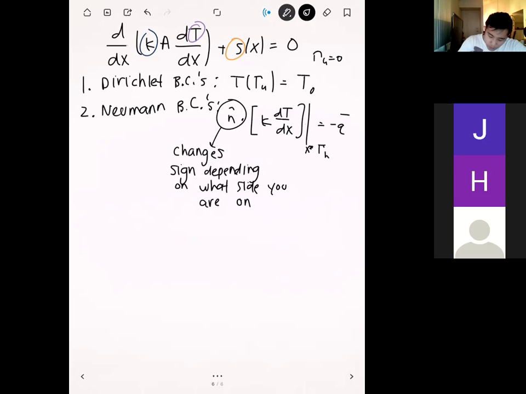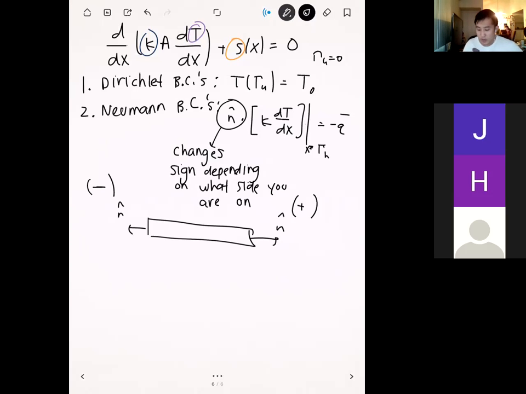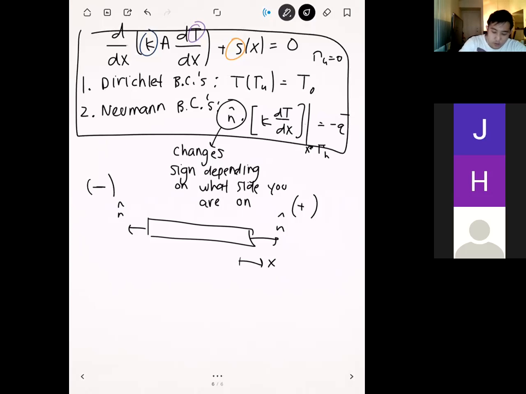And so, if you're on the left-hand side, our normal vector would look like this, and on the right-hand side, our normal vector would look like that, okay? And so if you're on the left-hand side, then this is going to be a negative, okay? And if you're on the right-hand side, this is going to be a positive right here, okay? Because remember, this respects the positive x direction, okay? And so this right here, this is the strong form of our heat conduction problem.